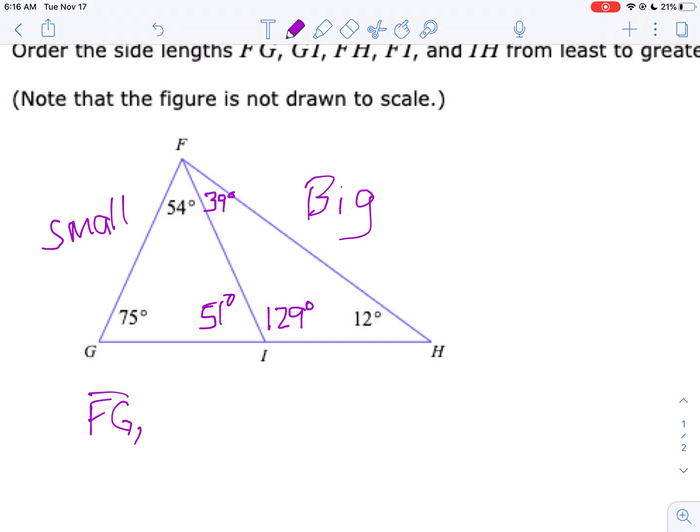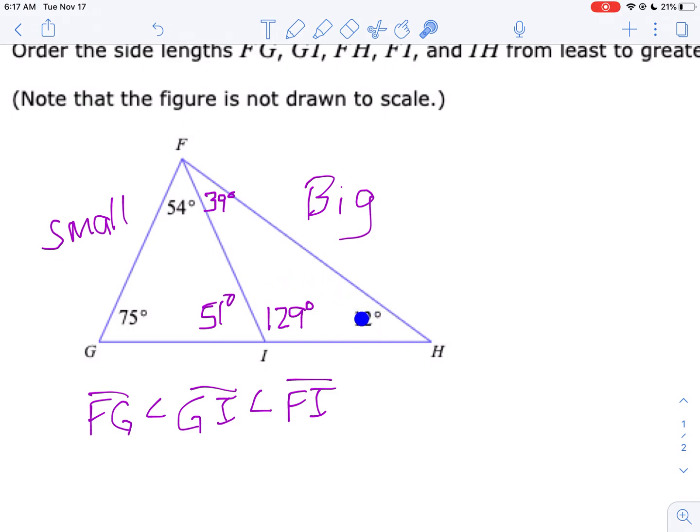What comes next? Well, after 51 degrees is 54 degrees. What's opposite that? That'll be side GI. Then comes the third side, which is side FI. FI is where we switch triangles, because FI is the biggest side of this triangle, but it's the smallest side of this triangle, because it's opposite 12 degrees.